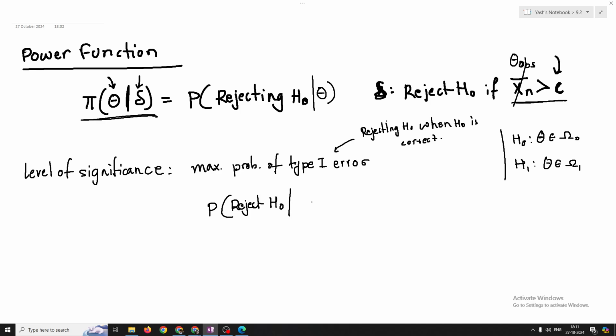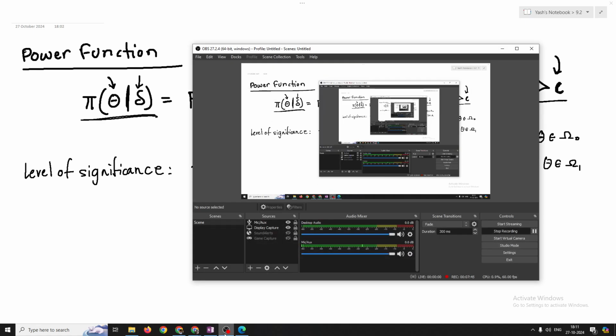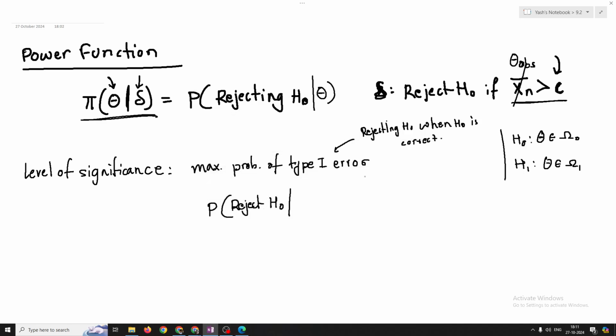when my H naught is correct, right? So when H naught is correct, what does that mean? It means that theta belongs to this omega naught, right? So what is the probability of rejecting H naught when theta belongs to this omega naught?